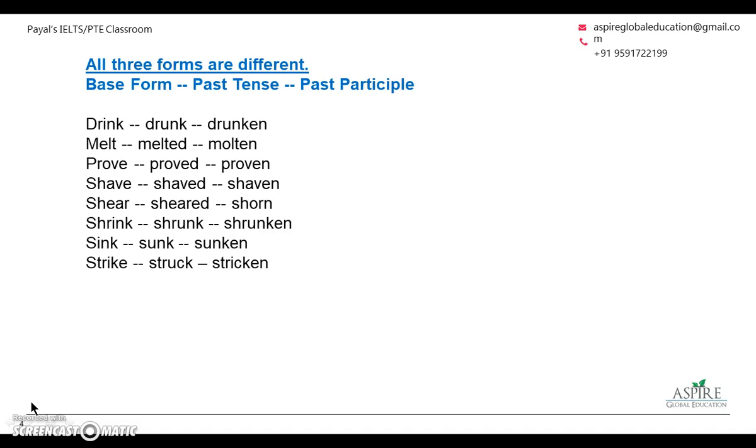For example, when I say melt, melted, molten, how much time will it take to melt the copper? The copper melted in almost 3 hours. The copper is in molten form. So now there are three different forms depending on the usage, and the same word can be used in three different forms depending on the requirement of the sentence.